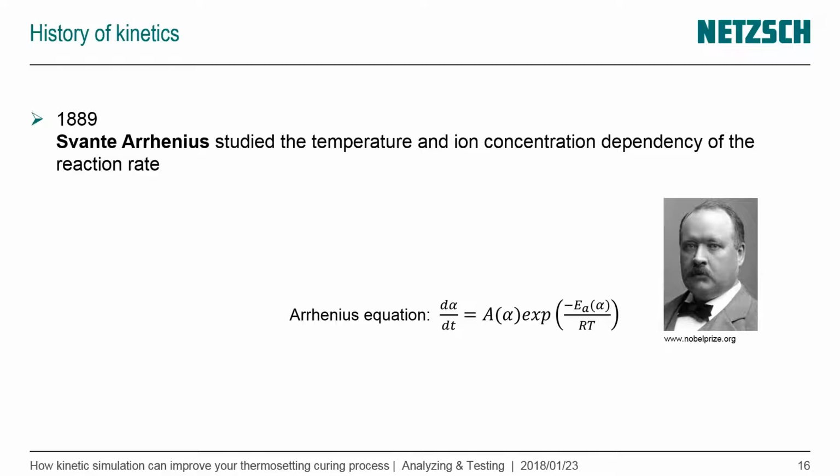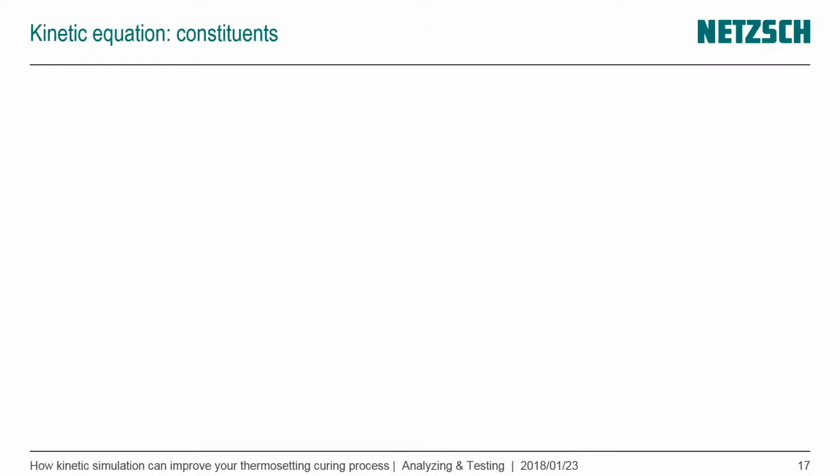The most important study in kinetics history was done by Svante Arrhenius. Svante Arrhenius studied the temperature and ion concentration dependency of the reaction rate. You can see the Arrhenius equation down there. This is the basis of the temperature dependency of our kinetic software. So let's have a deeper look at this equation. That's the only equation I will show you today, so don't be afraid of that.